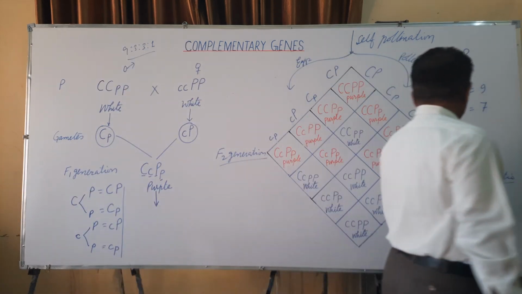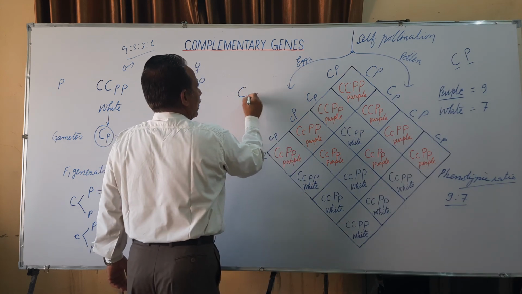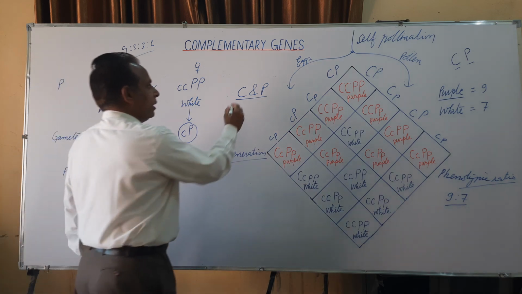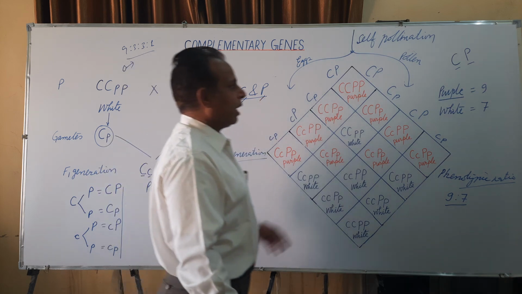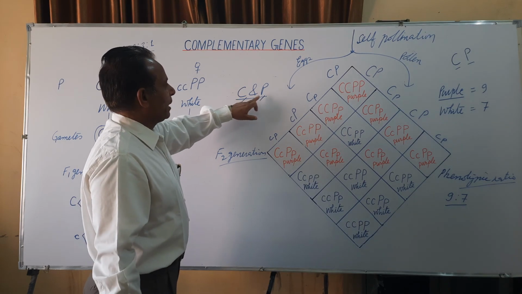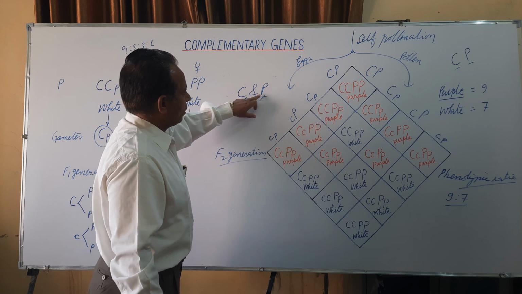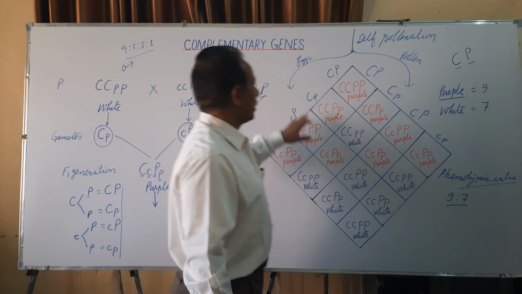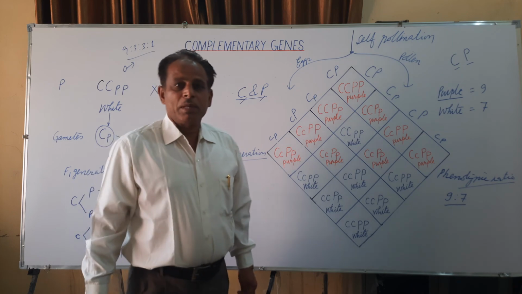This ratio is due to the combined effect of the C and the P genes in dominant form. This C complements the action of the P. So we have the 9, and in the remaining there is no complementation. Either the C is present or P is present or both are present in recessive condition. So we have 7. So this one is the result of the complementary gene interaction.